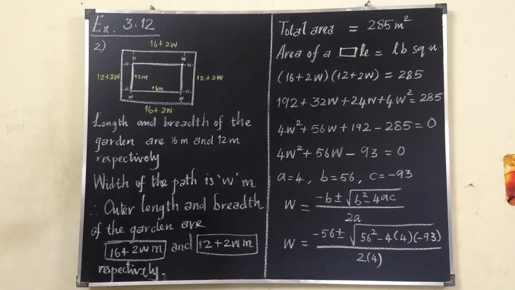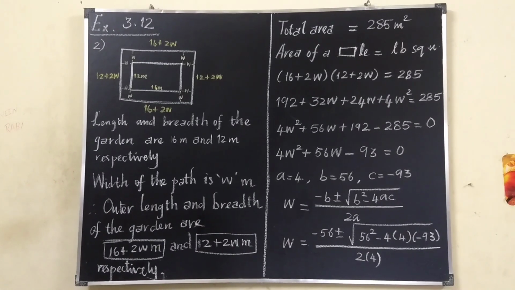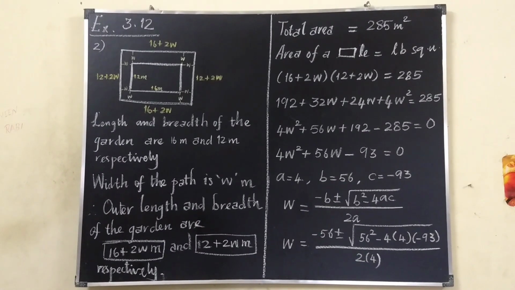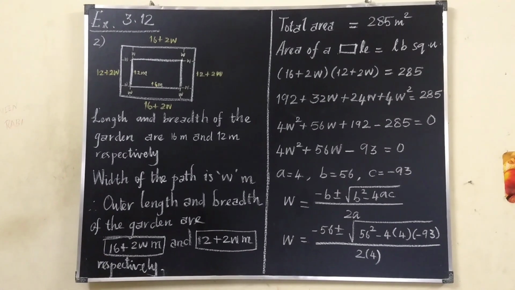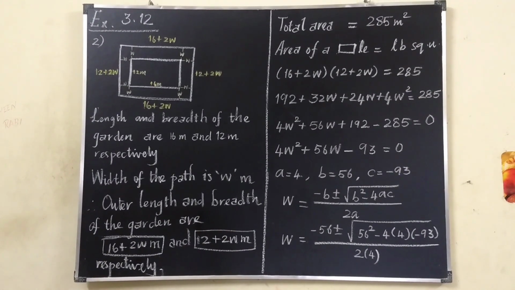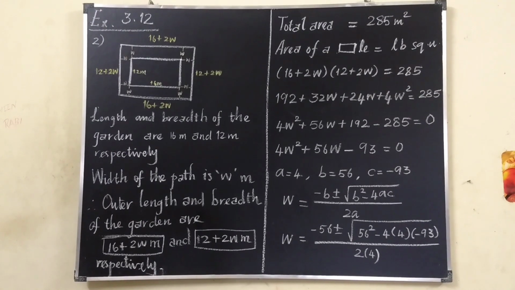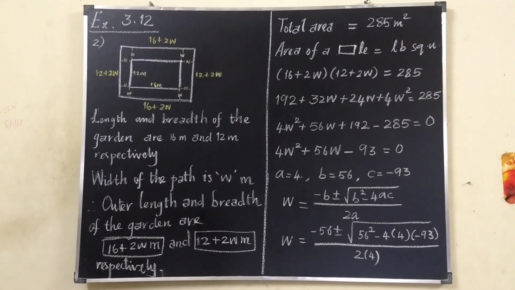Pedestrian means the people, those who are going by walk. Pathway is there around the garden. That's a pathway for the people to walk. What's the width of the pathway given? W. Length of the garden is 16 meter. Breadth of the garden is 12 meter. And the pathway width is W meter.